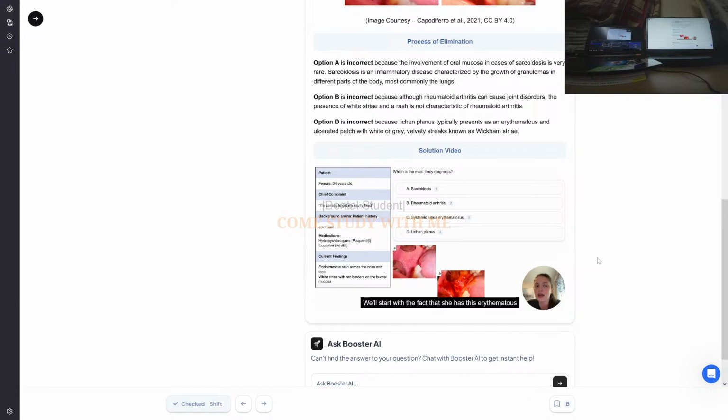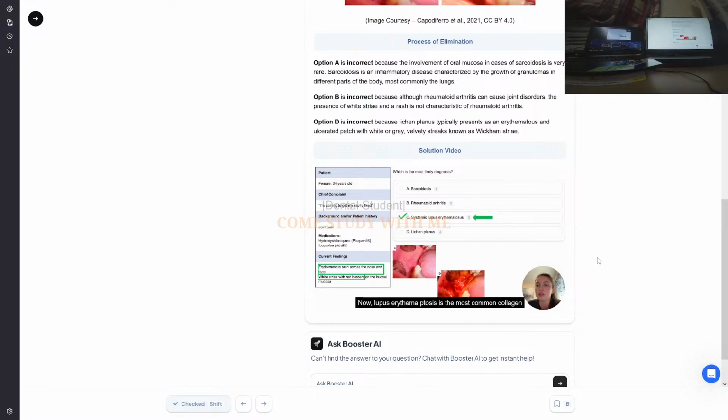We'll start with the fact that she has this erythematous rash across the nose and face. Like I said, this is really characteristic for a particular diagnosis, so we definitely want to keep this in mind, as well as the fact that we see these white striae with red borders. That's another huge clue. Honestly, everything in this patient box is a big clue. The fact that she has this joint pain helps us. Even the fact that she's female is kind of a clue. And what this patient definitely has is systemic lupus erythematosus.